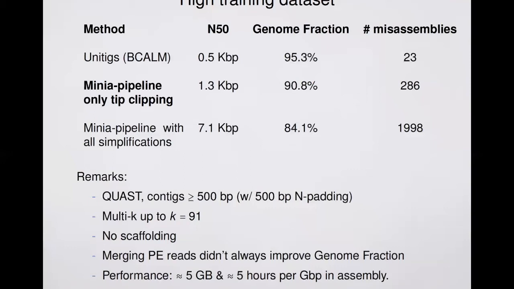Some quick notes about more detailed steps. So that was a multiple K framework with K up to 91. There was no scaffolding performed. And for the high training dataset, I observed that merging paired end reads didn't always improve genome fraction. That was a little bit counterintuitive, but that was what I observed while doing these tests. And finally, if you're wondering how it performs in terms of computational resources, so Minia used roughly 5 gigs of memory and 5 hours per gigabases in the final assembly. So regardless of how large the input is, what matters is how large the final assembly is.